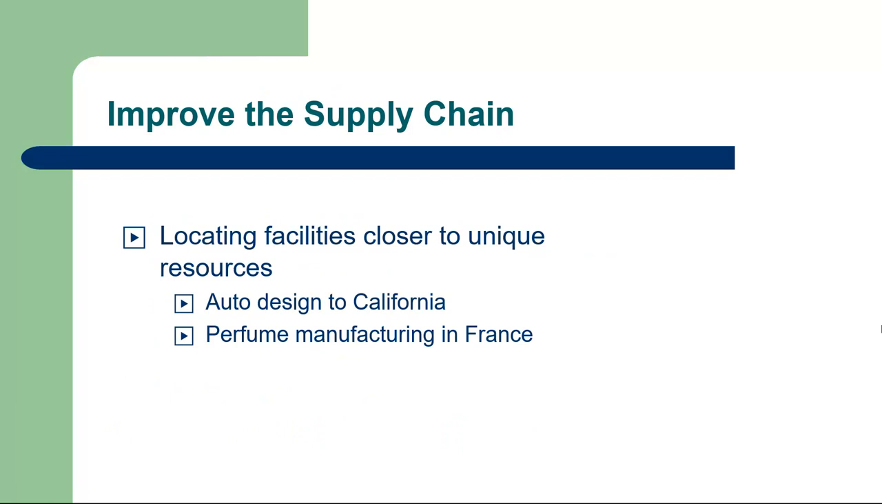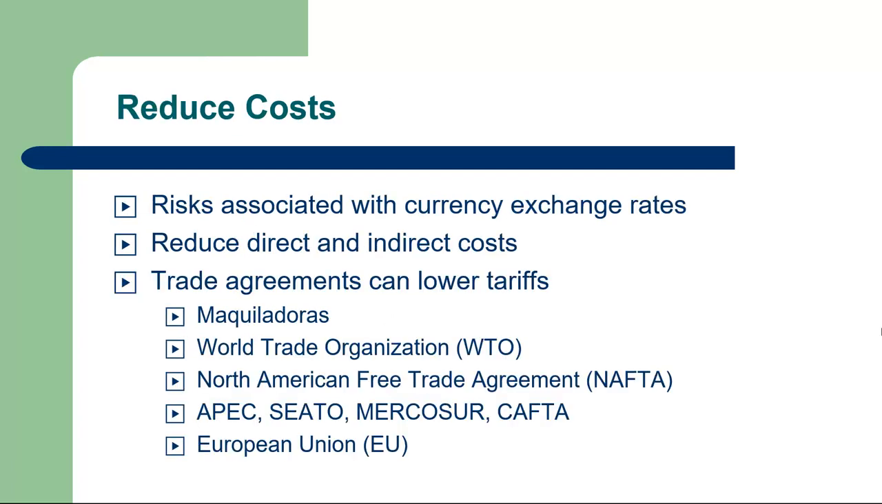Improving the supply chain can be done through locating facilities closer to the supplier of the raw material. For example, auto design near auto companies in California, athletic shoe production near the supplier of the raw material for the athletic shoes in China, perfume manufacturing near the sources of the perfume extraction in France. All that will make us closer to the supplier and improve the supply chain.